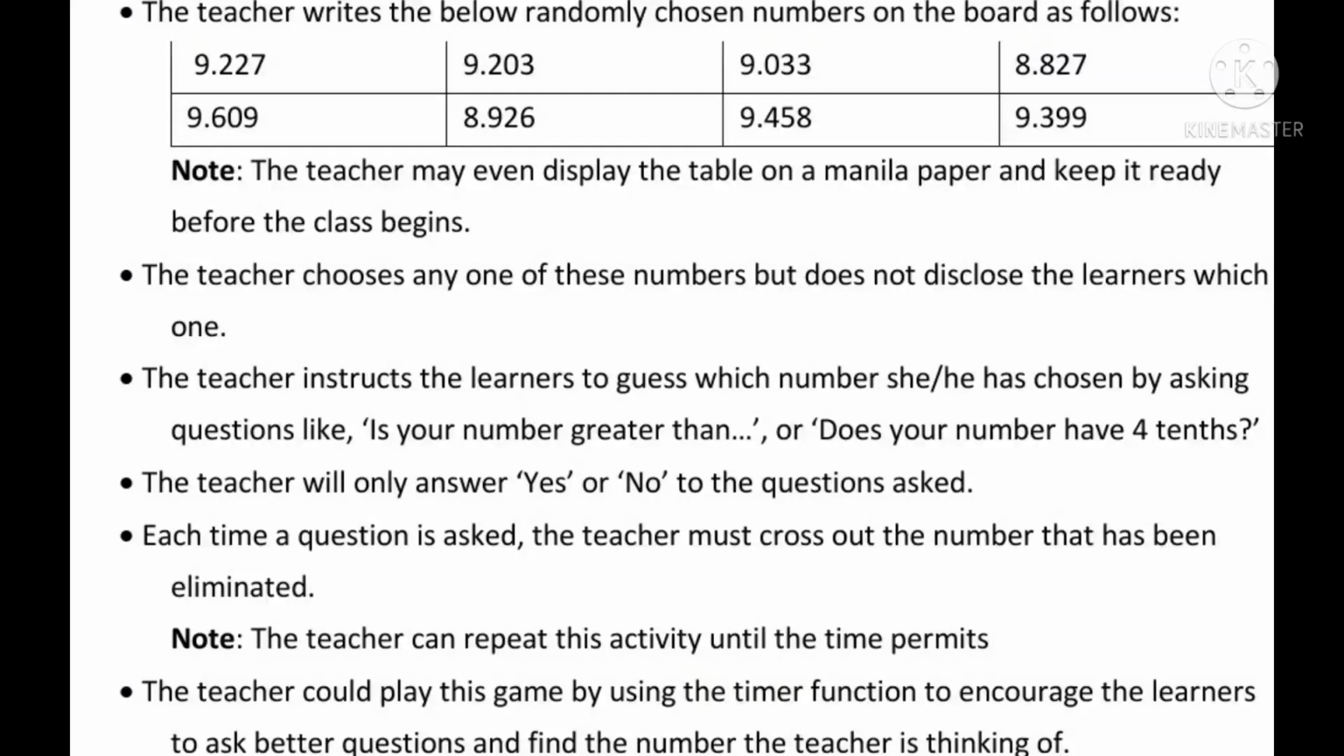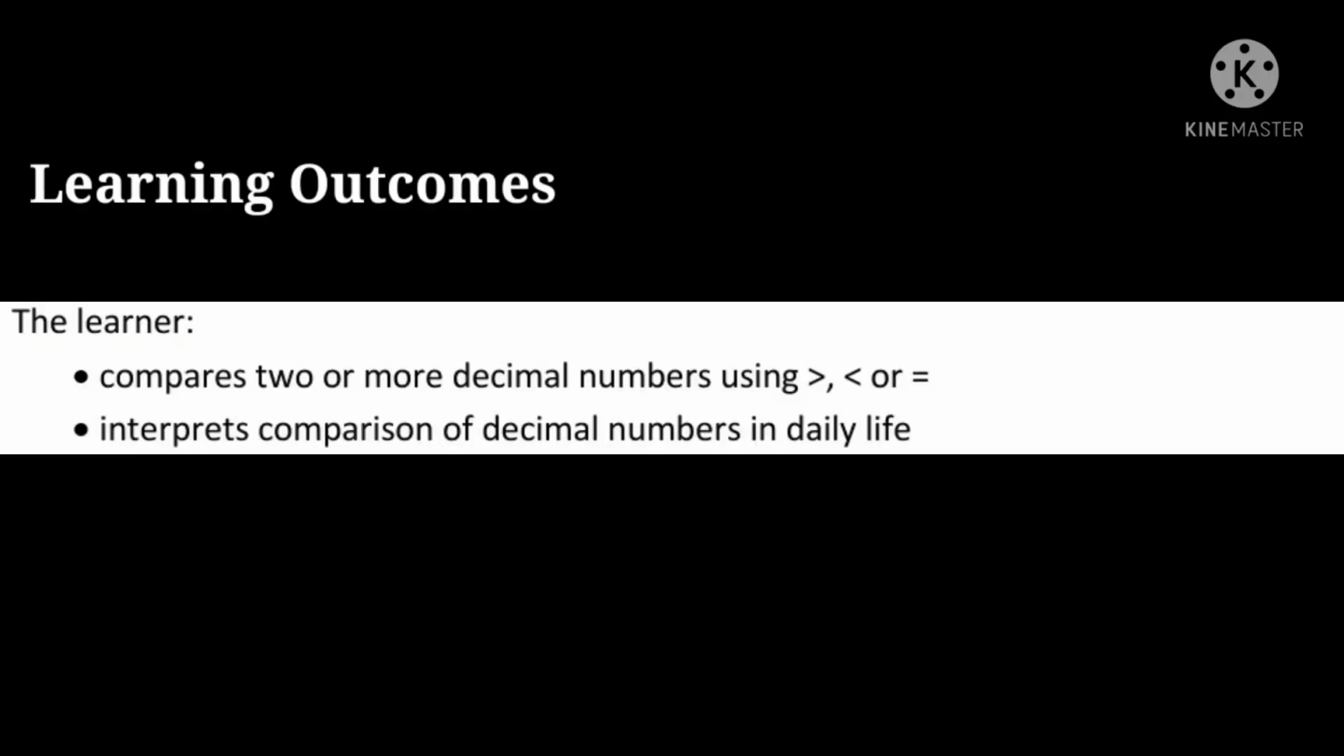So what will be the learning outcomes when this lesson plan is executed? Number 1, the learner compares 2 or more decimal numbers using greater, smaller, equal to sign. The learner interprets comparison of decimal numbers in daily life.